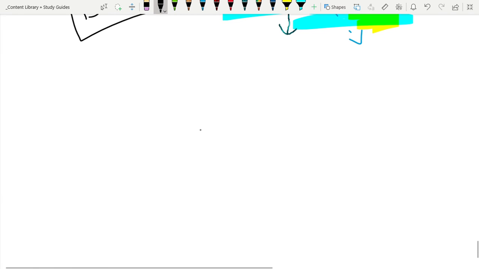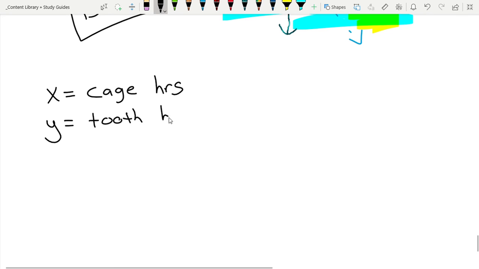Alright, now we go on to 13. Norton is going to work to try to save some money to become a walrus hunter. So she has two jobs. It says she's working as a cage fighter. So that means I'm going to make X my cage hours. And then she's also working as a toothpaste tester. So I'm going to make Y my tooth hours.